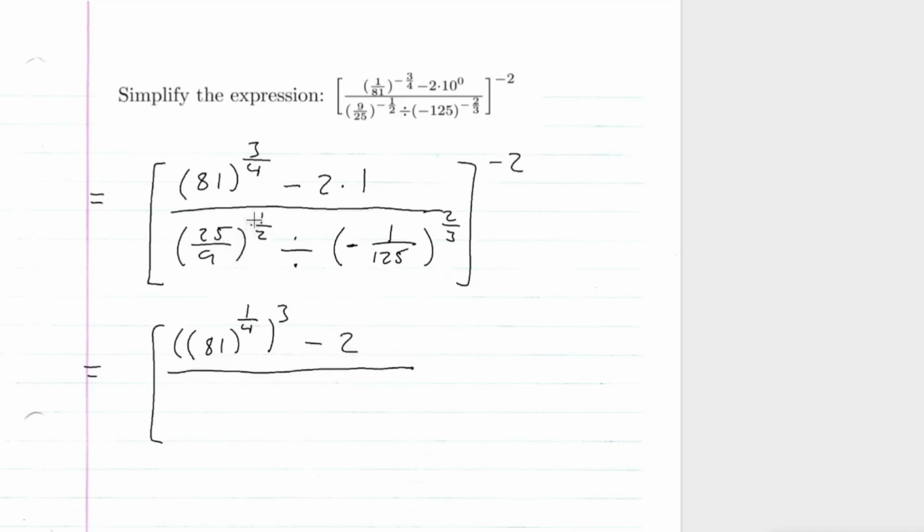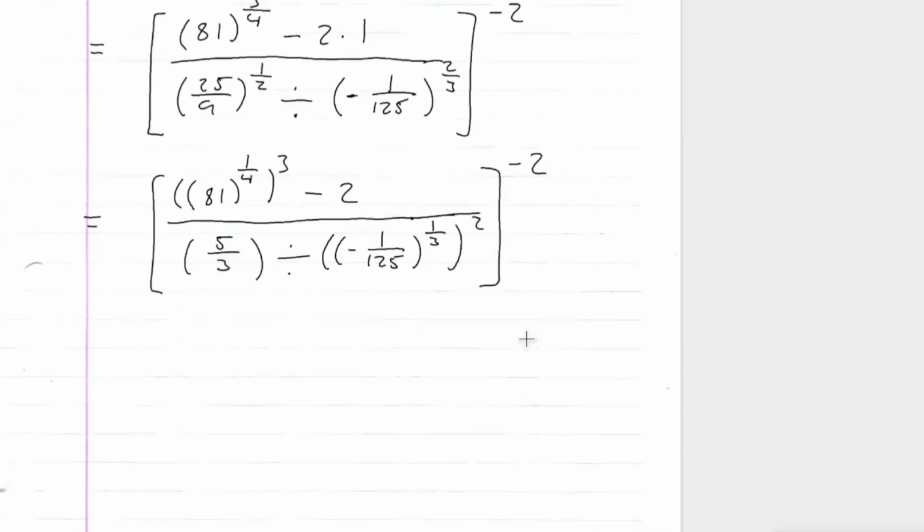So now, whenever I have a number raised to the 1/2 power, what I'm essentially doing is taking the square root of this number. So the square root of 25 over 9 is just 5 over 3, divided by. And then I'm going to use the same trick I did here on this guy. So this will be negative 1 over 125 raised to the 1/3 power squared. Okay? And this will be all raised to the negative 2.